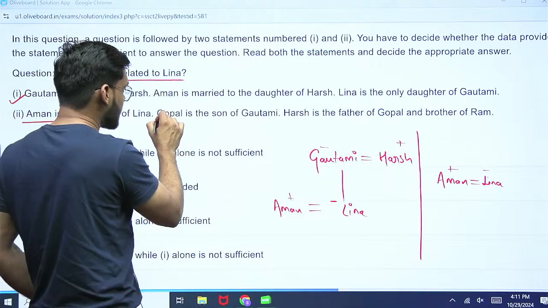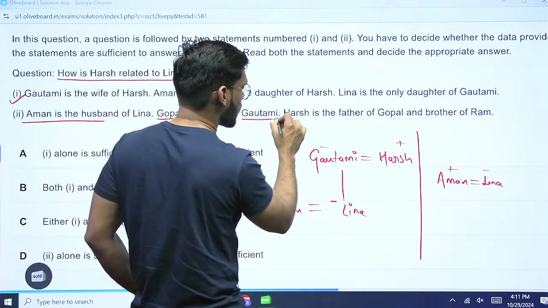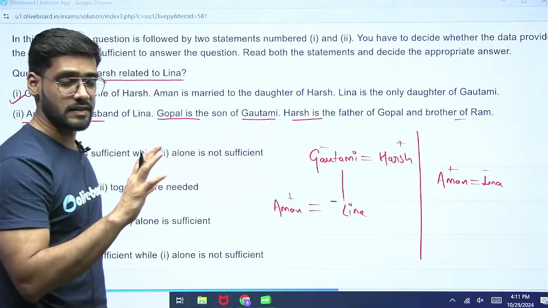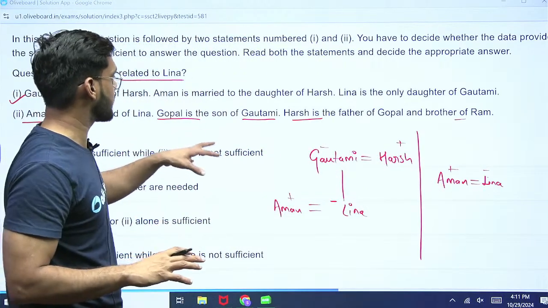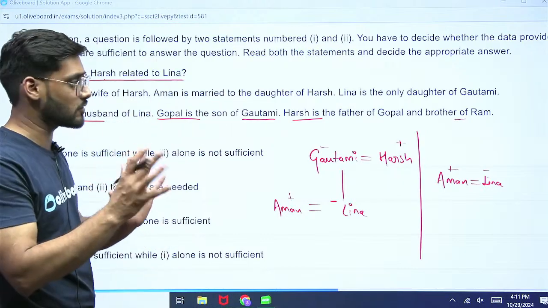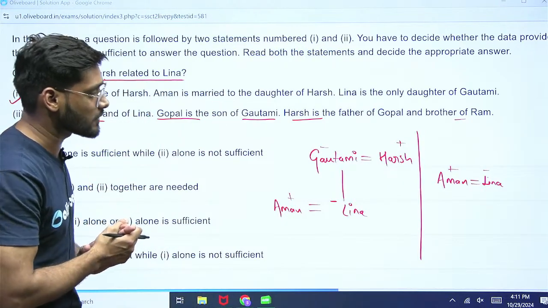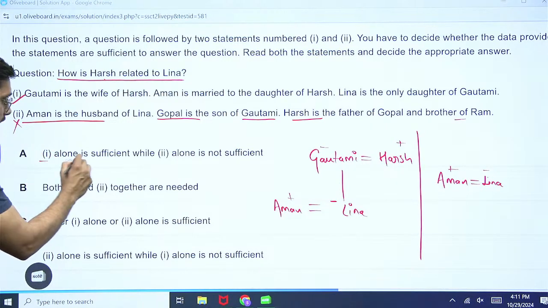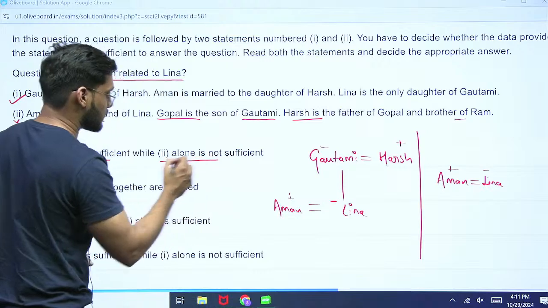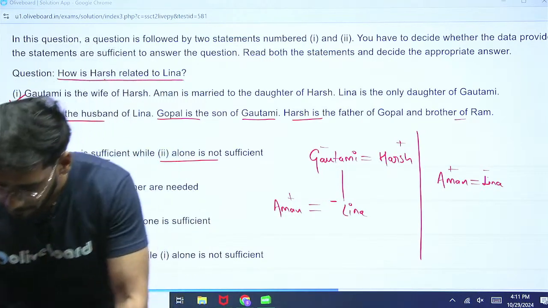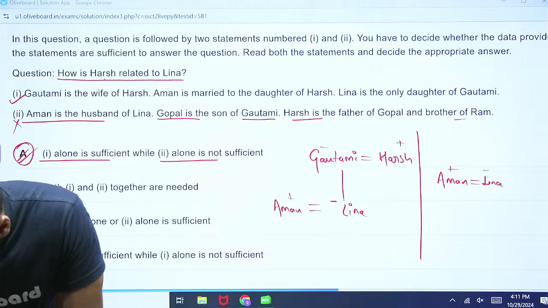We cannot connect any of these elements, Gopal, Gautami, Harsh and Ram, with these two elements, and hence we cannot answer what Harsh is to Leena according to statement number 2. So statement 2 is not sufficient. Statement 1 alone is sufficient, while statement 2 alone is not sufficient, and hence the answer is option number A, right?